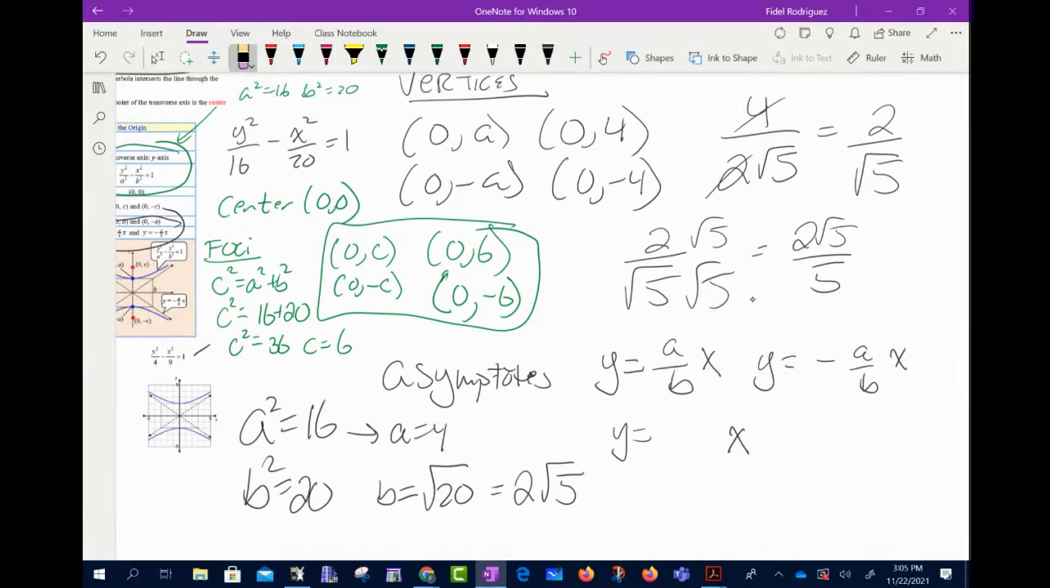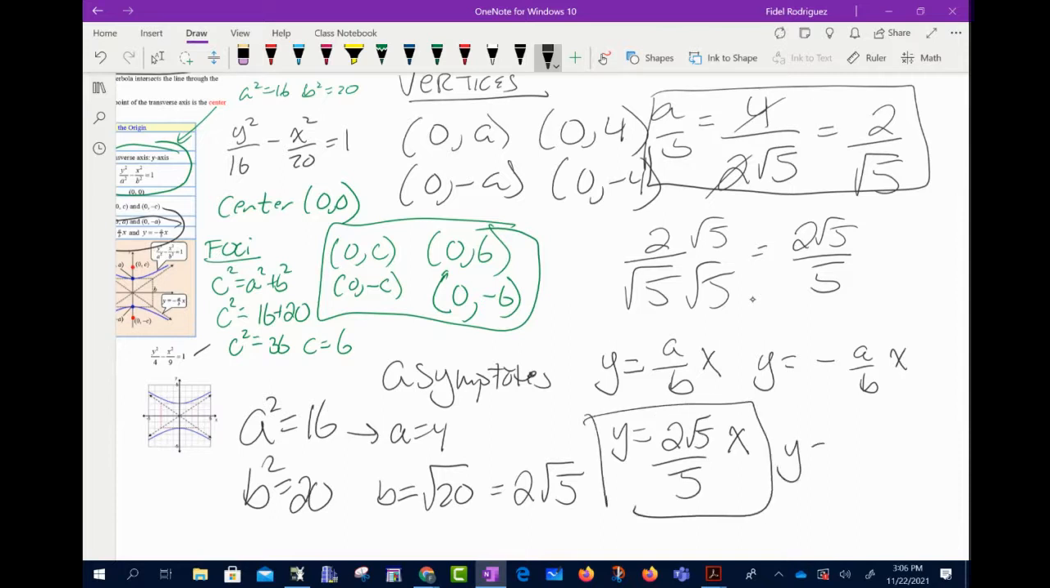Okay, so look, this is what we're going to do. I'm going to come back over here. I'm going to clean up this mess. Yeah, this is a over b. You're welcome. So look right here, y'all. I'm going to put a over b, or y equals 2 square root of 5 over 5 with an x. And the other one is y equals negative 2 square root of 5 over 5 with an x. Okay.